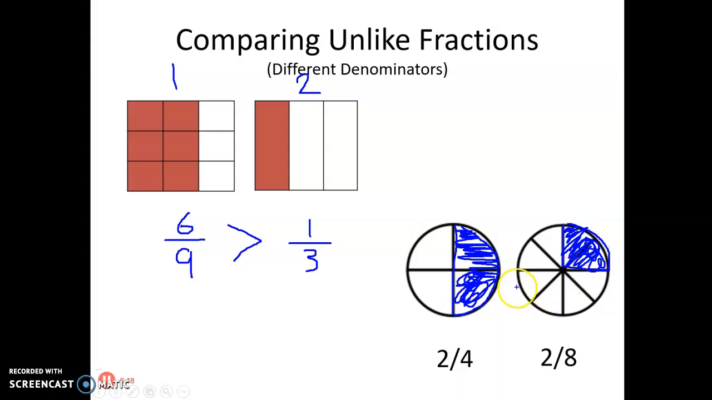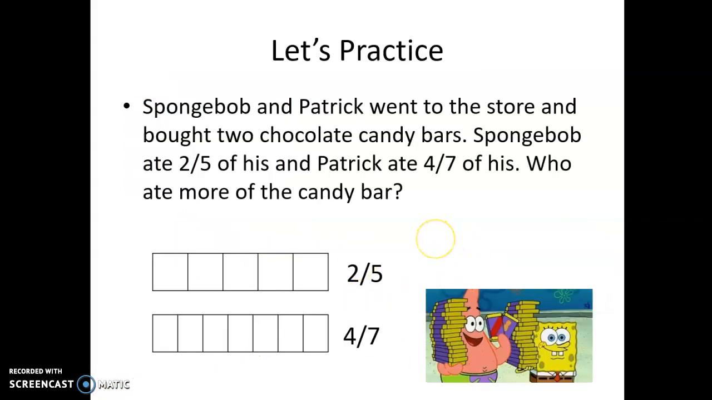Alright, so when comparing these and seeing which one has the greater amount, well, with this pizza I'm taking almost half of the pizza. With this one, I'm only taking about 1/4 of the pizza. So my 2/4 is going to be greater than, my crocodile wants that pizza. So 2/4 is going to be greater than 2/8. So let's keep practicing. We're going to get a little help from our buddies, SpongeBob and Patrick.